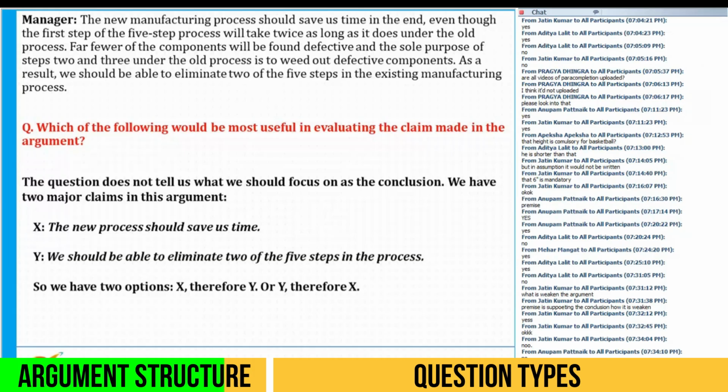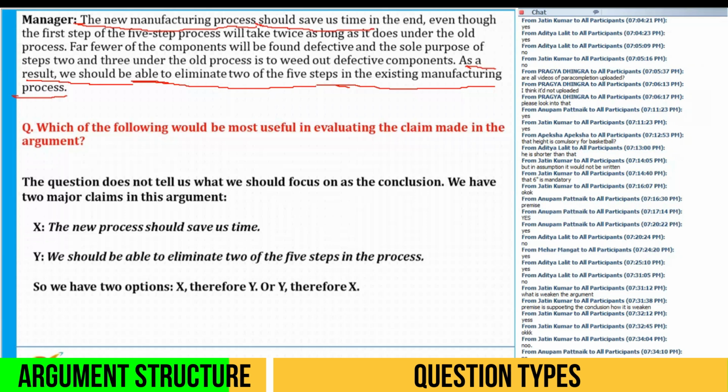If you have read this paragraph very carefully, then you will see that there are 2 statements that can work as conclusions. One is the last one: as a result, we should be able to eliminate 2 of the 5 steps in the existing manufacturing process, right? If you read it carefully, even the first one looks like a conclusion. The manufacturing process should save us time. This also is a conclusion, and he is saying this because there are certain reasons that he has mentioned.